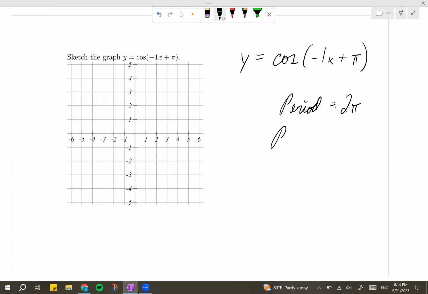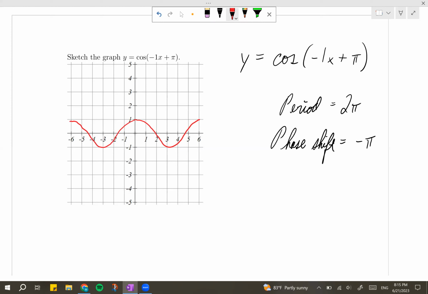And our phase shift is going to be negative pi. Right? So normally the cosine graph will look like this. It will look something like this. Right? Repeat it this way.